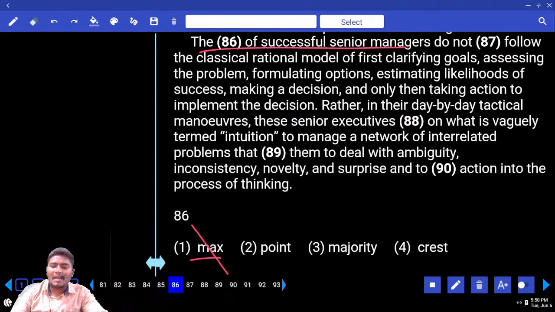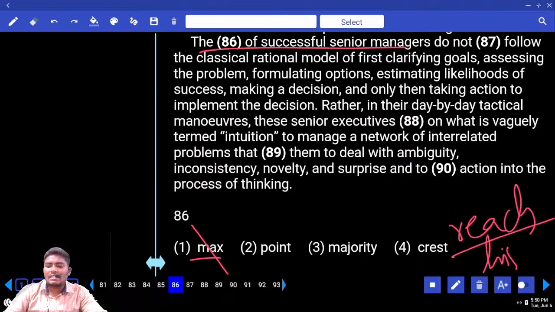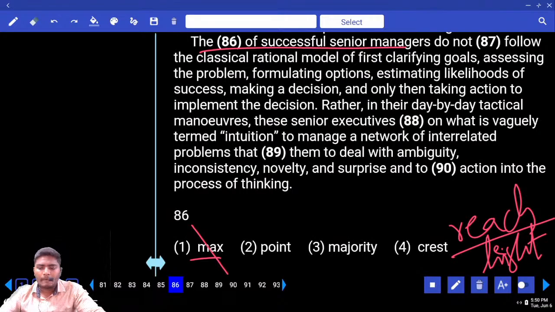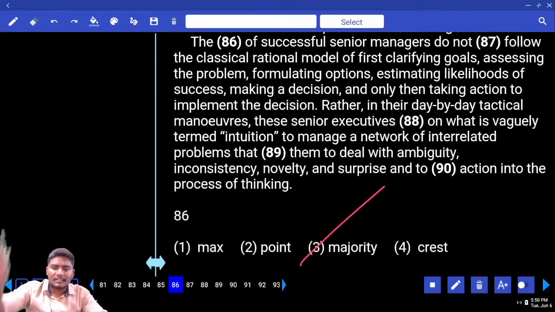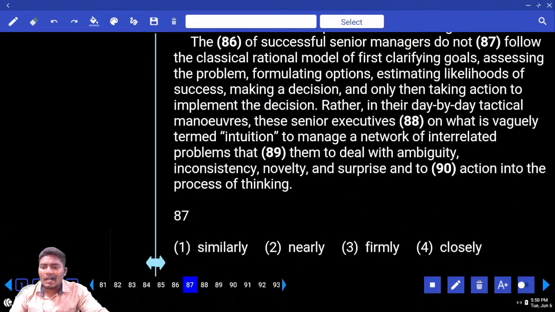Crest is to climb high or reach high, to reach height or a high position. Crest is not related to the context. Tell me your answer. Point of successful senior managers or majority of the managers? Majority. That means most of these senior managers do not blank follow the classical rational model of first clarifying goals.